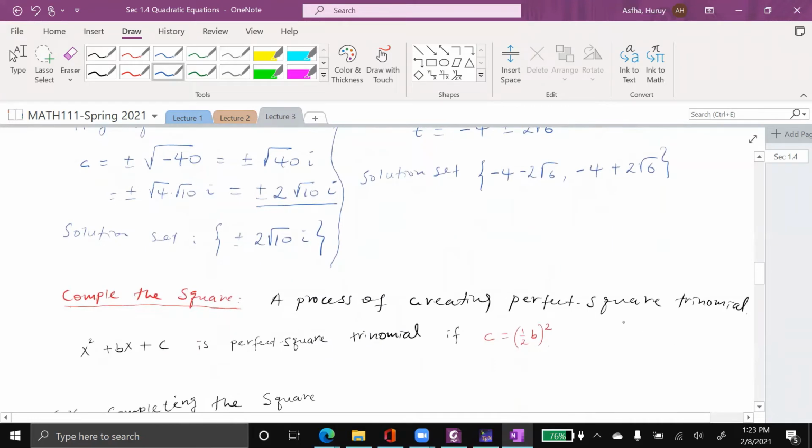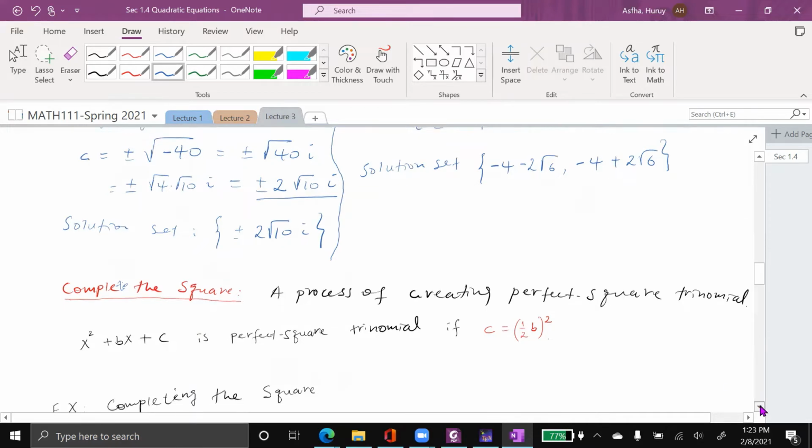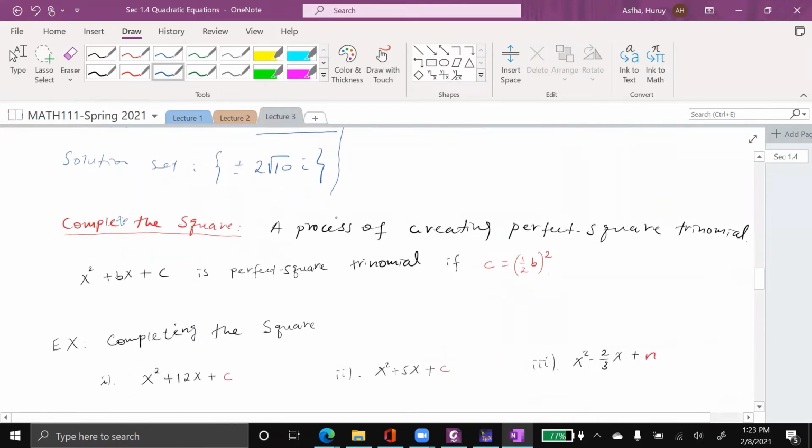All right, and then there is another technique, or another property, I would say, and that's complete the square. And what is completing the square? What does that mean? Well, this is the process of creating a perfect square trinomial.